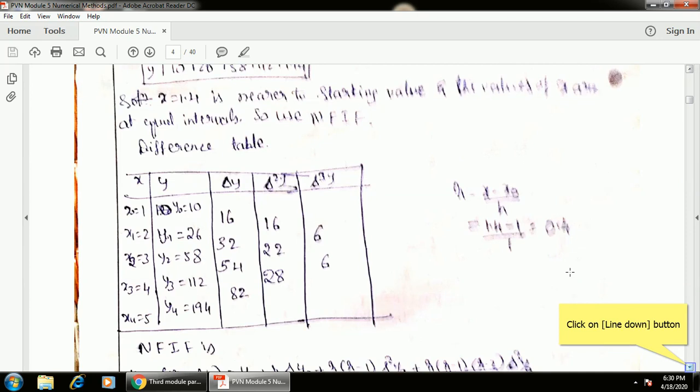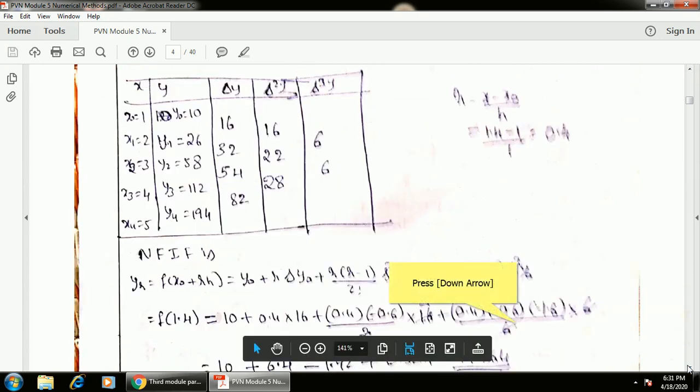Now, the difference between two consecutive values of x is 1, so the h value is equal to 1. r is equal to x minus x naught divided by h. x is 1.4 and x naught is equal to 1. So 1.4 minus 1 divided by 1 is equal to 0.4. That is the r value.